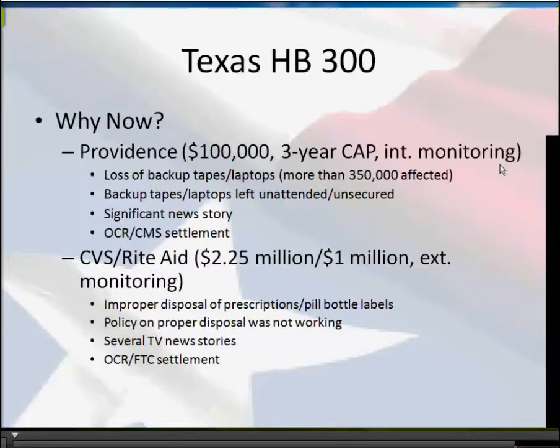CVS was hit with $2.25 million in fines and another $1 million in restitution, and required to do external monitoring because they were improperly disposing of prescription bottle labels. So if you got a prescription filled at CVS and you never went and got it, they restocked the medicine and just tossed your empty pill bottle in the trash. And it ended up in the landfills. And it has all your patient information on there.